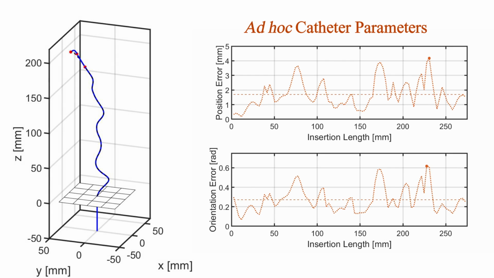This catheter design is able to generally follow the shape of the ICA. However, in regions of high tortuosities along the vasculature, there are spikes in position and orientation errors.